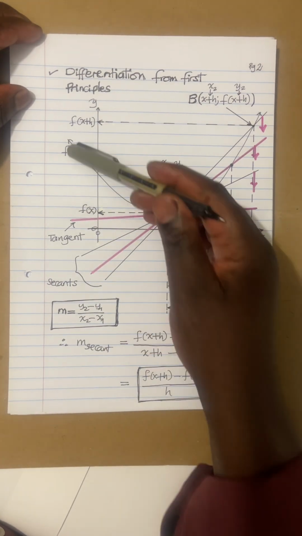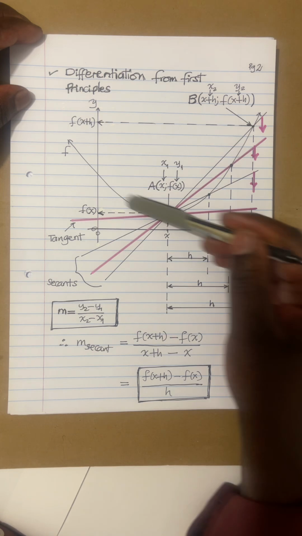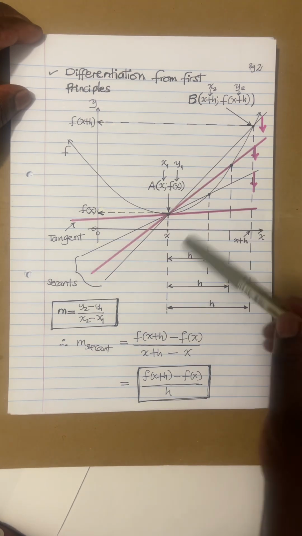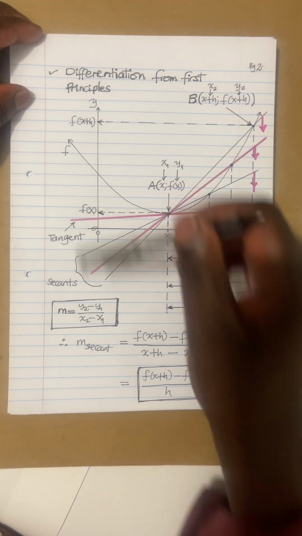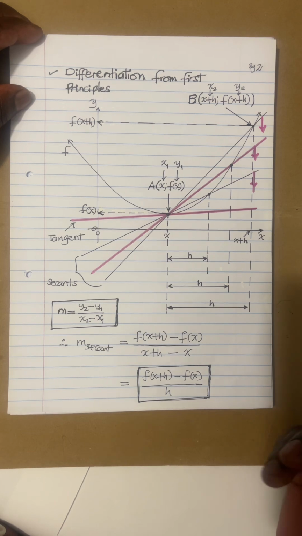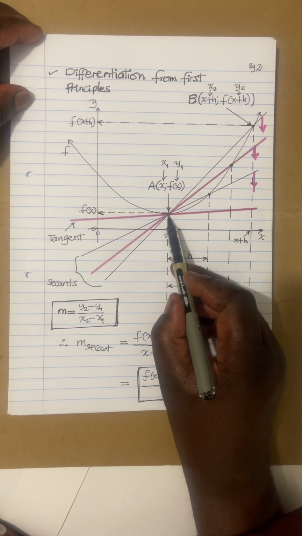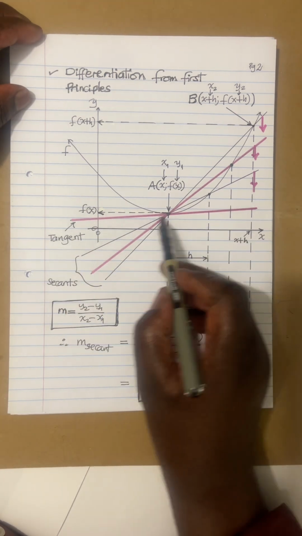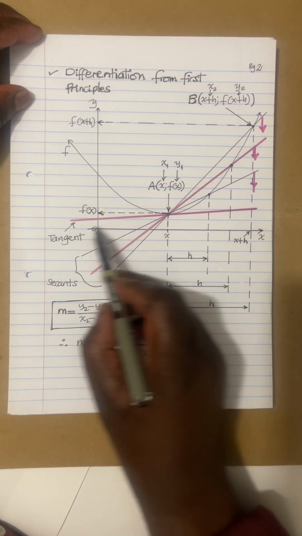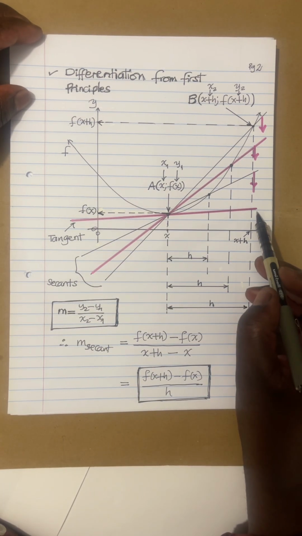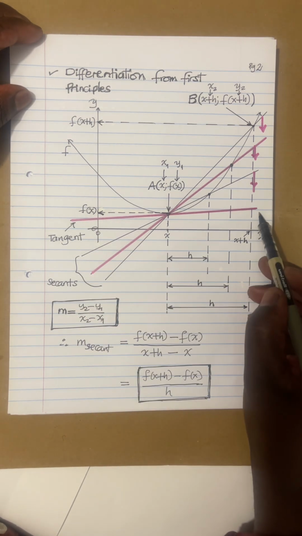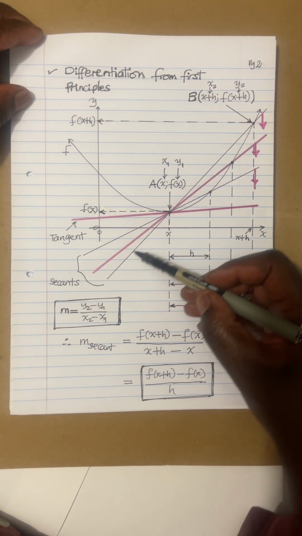So consider the function f sketched here on the Cartesian plane, your x-axis and your y-axis there. I want to talk about a point A, and I'm interested in determining the gradient of a tangent to the curve f at point A. So that is the tangent that I'm focusing on. But where do I start from? Do I start from that tangent? No, I start from that secant there.